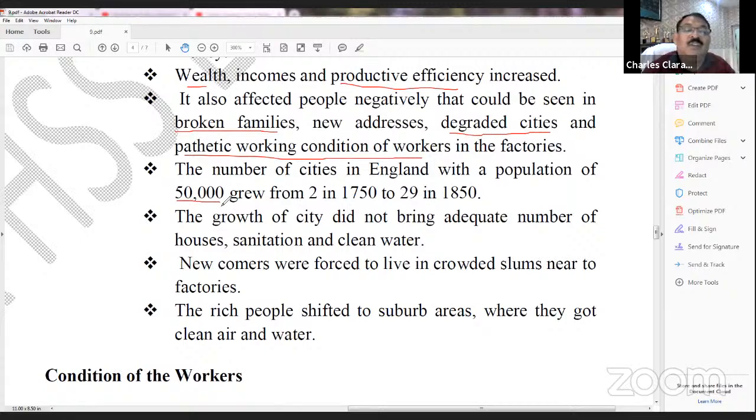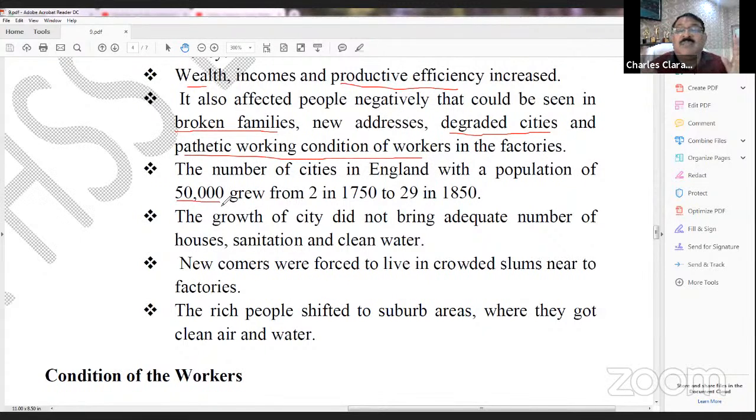So in England, the population of 50,000. If you had two cities with a population of 50,000 in 1750, by 1850 you had 29 cities. This was the impact of the Industrial Revolution. 50,000 is a huge number. So 50,000 people, if they were in two cities only in 1750, remember that the actual revolution started in 1780.